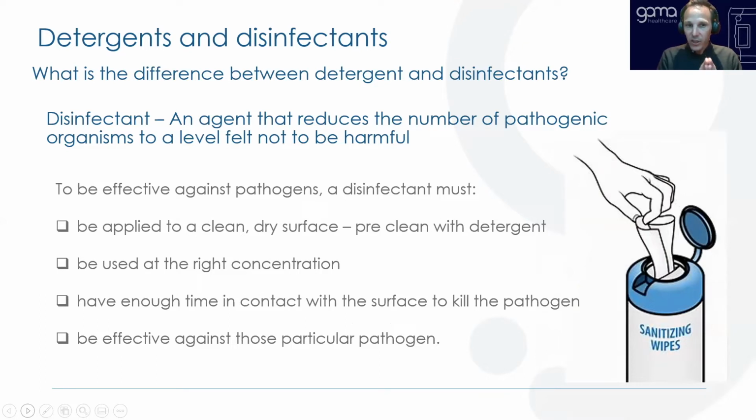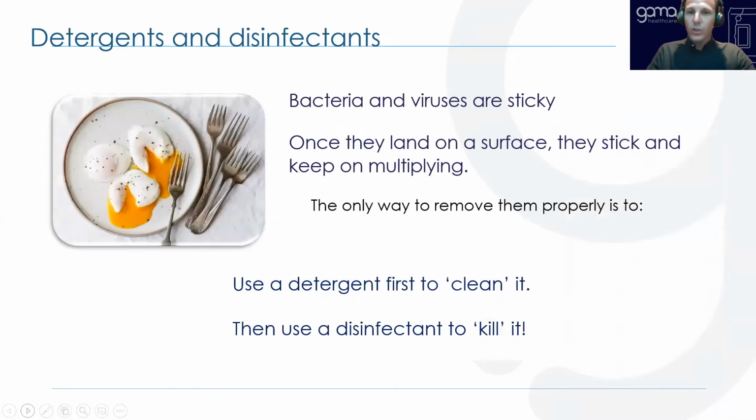The problem with disinfection is that it needs to be done on a dry and clean surface. A disinfectant will perform on a pre-cleaned surface. Then you need to respect the contact time and also the right concentration. So you understand the difference between detergent and disinfectant. Viruses and bacteria are extremely sticky on the surface, and so the recommendation is to use a detergent to clean the surface and a disinfectant to kill those bacteria.